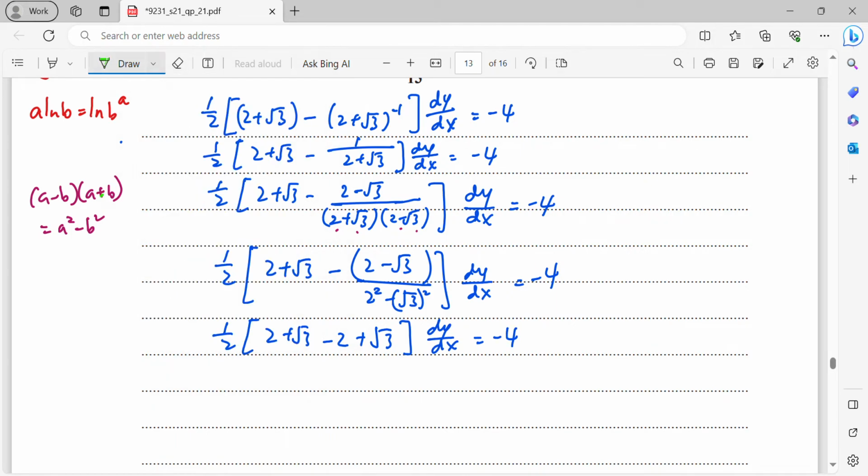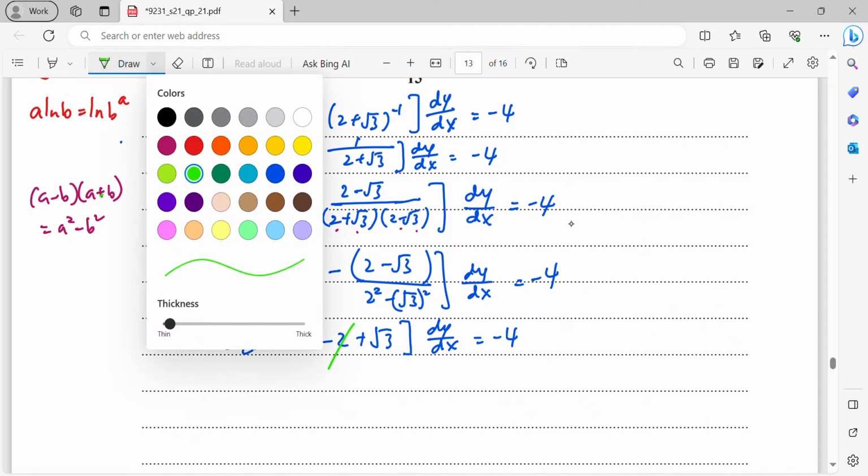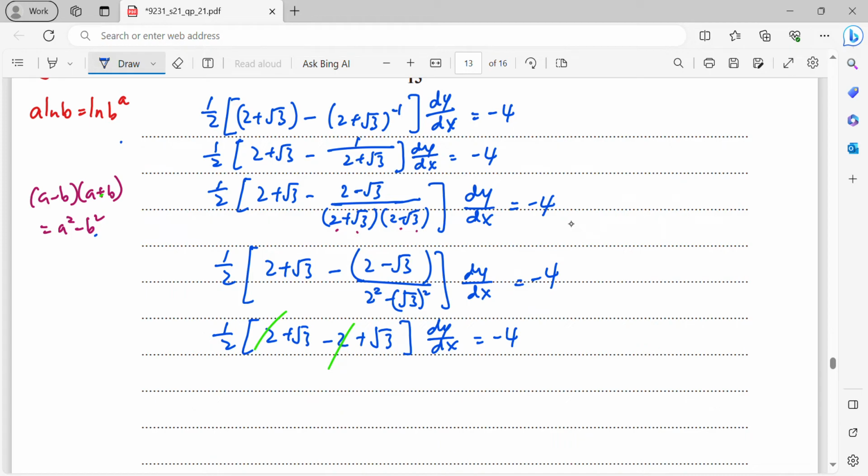So now the 2 will be cancelled off. So root 3 plus root 3 is 2 root 3, with the half outside. If you want to do step by step, this will be the working. Then now the half and 2 cancel off. Root 3 dy dx is negative 4. Therefore, my dy dx is negative 4 over root 3 at x equals 0.